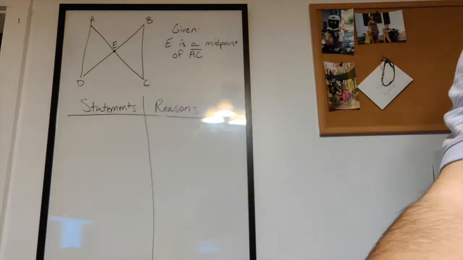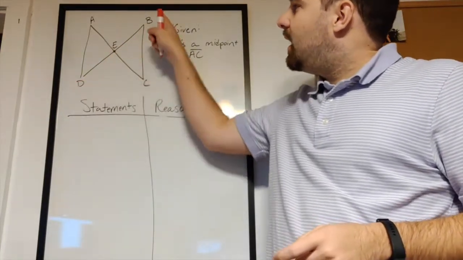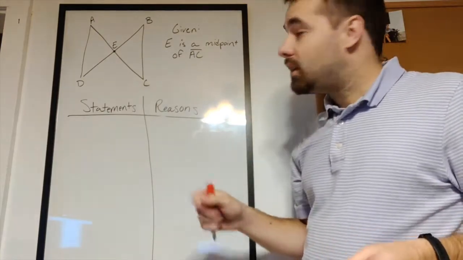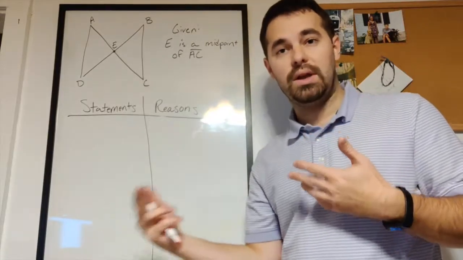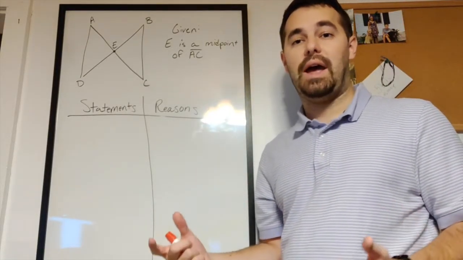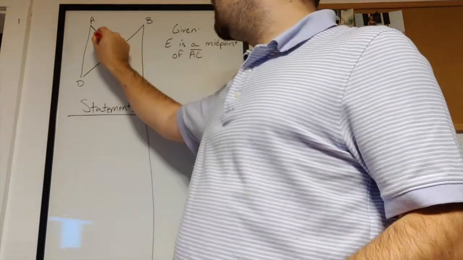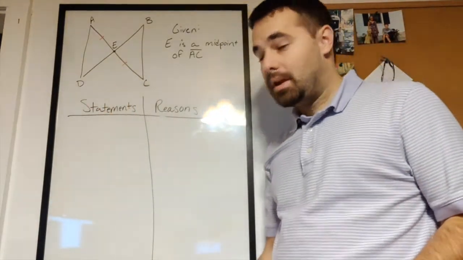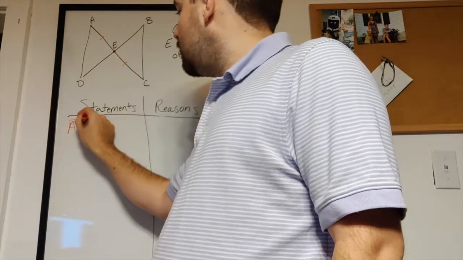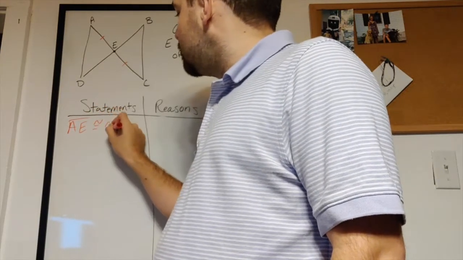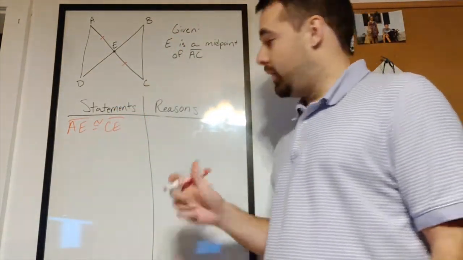Let's keep on rolling. All right, we have two triangles now, AED and BEC. We are given that E is a midpoint of AC. Now, we all know a midpoint is the point in the middle. So it's creating two congruent halves. So if E is the midpoint of AC, we can mark AE congruent to EC. So we claim that AE is congruent to CE, and the reason why is by the definition of a midpoint.